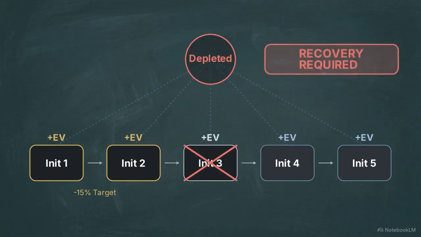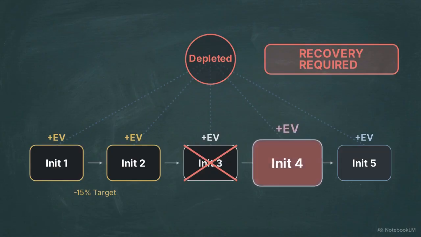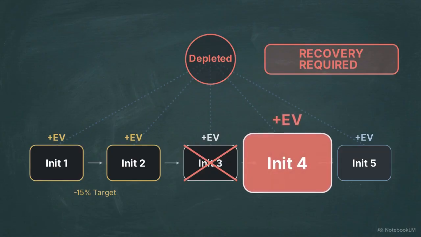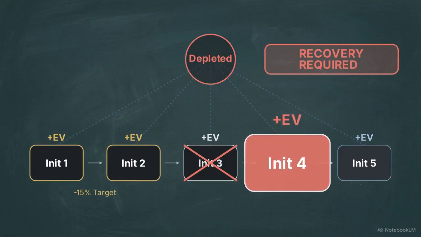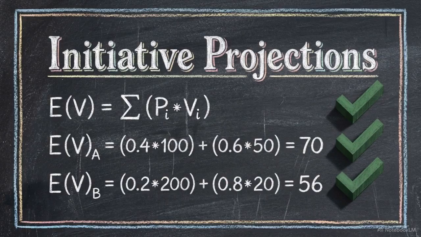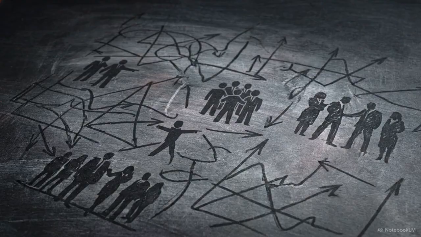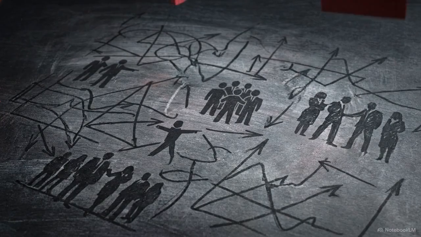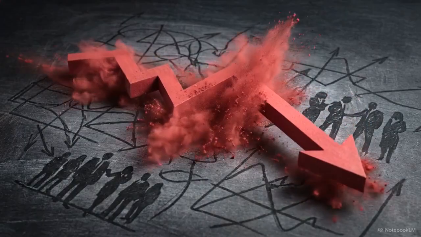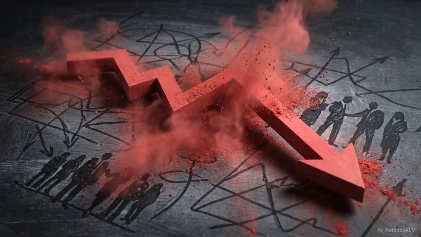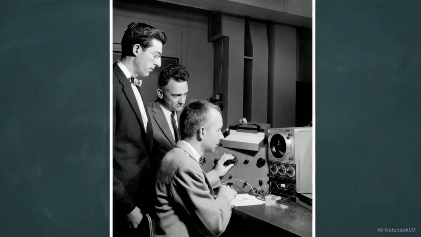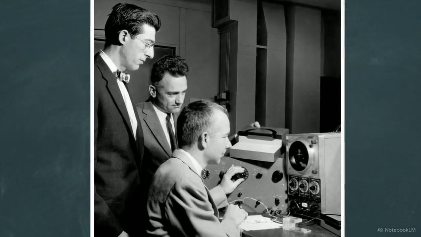Organizational patience snaps. The board demands a recovery win. The team enters make-it-back mode, designing Initiative 4 with massive upside to plug the hole, introducing extreme variance right when they need stability the most. Under the strict rules of expected value, every decision made in this sequence was correct at the time it was made. But by ignoring the constraints of the sequence, the team steered a sound strategy into a mathematical death spiral of loss chasing. The solution to this structural trap was derived in 1956 at Bell Labs.